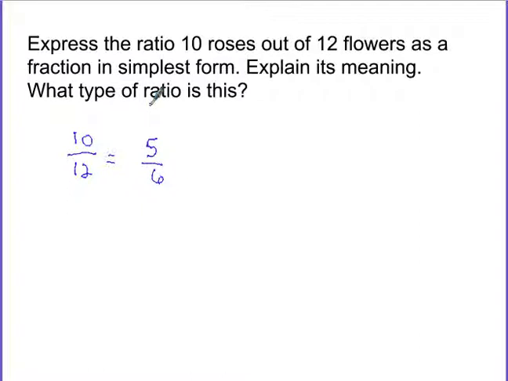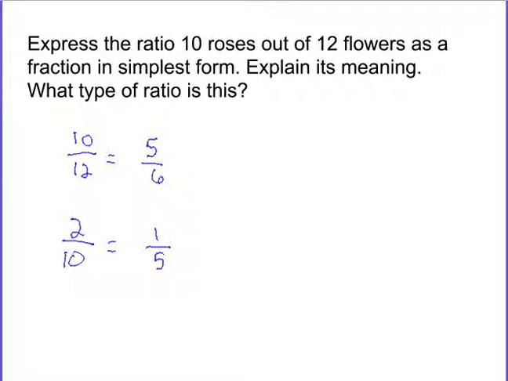Could we set this up as a part to part ratio? Yeah, because it would be 2. Okay, so there are 2 flowers of some unknown type compared to 10 roses. And then we would simplify that to be 1 out of 5. So there is 1 other type of flower compared to every 5 roses. If you own a flower shop, for every 5 roses you sell, 1 other type of flower. I don't know, maybe that's what that would be.